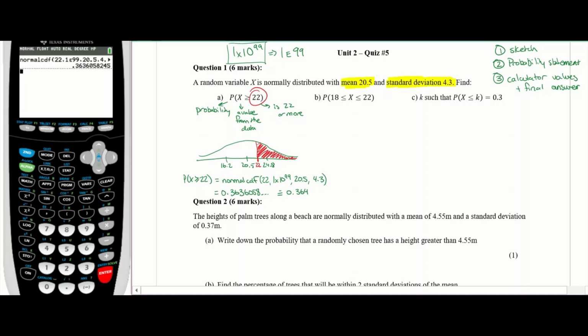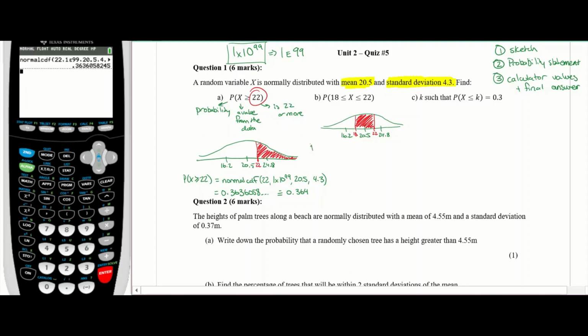In this second example, we are given both a lower and an upper bound. So when I draw my sketch, I have my mean, I have a standard deviation on either side, and then I'm going to mark my two boundaries. So I have 18 and I have 22. And this time I'm looking for the likelihood of existing in between those cutoff values.